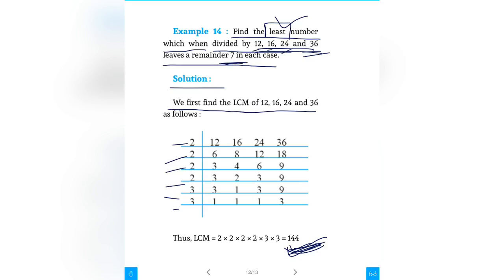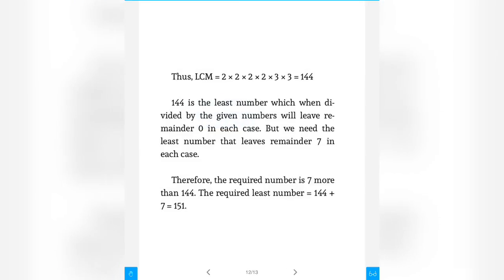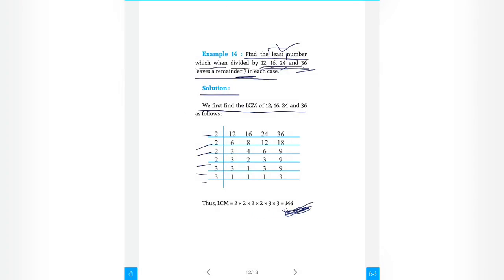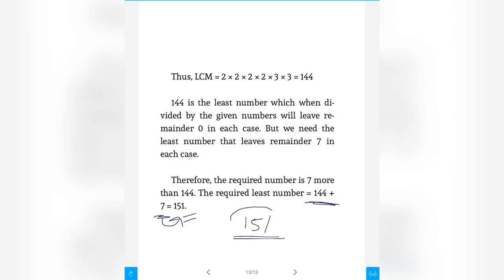So what we have to do is, when we divide this 144 by these numbers, 7 should remain. We have to increase the number by 7. So we will just add the remainder to the LCM, so we will get the answer 151. Now when you divide 151 by the given numbers, like in the question, 12, 16, 24 and 36, you will see that the remainder is now 7. So 151 is our required answer.